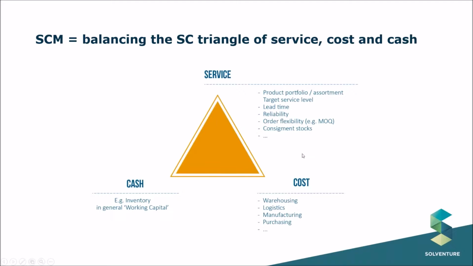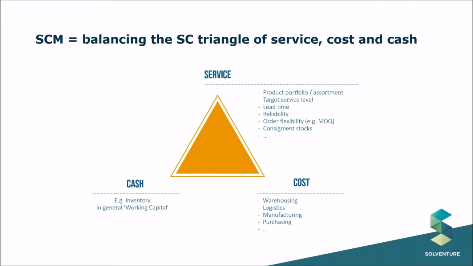And you see that the triangle has 3 corners. On the one hand, it has a service corner, it has a cost corner, and it has a cash corner. What service? We just mentioned a couple of service aspects. So for sure, a certain lead time reliability, and what's our on time in full, or the OTIF.